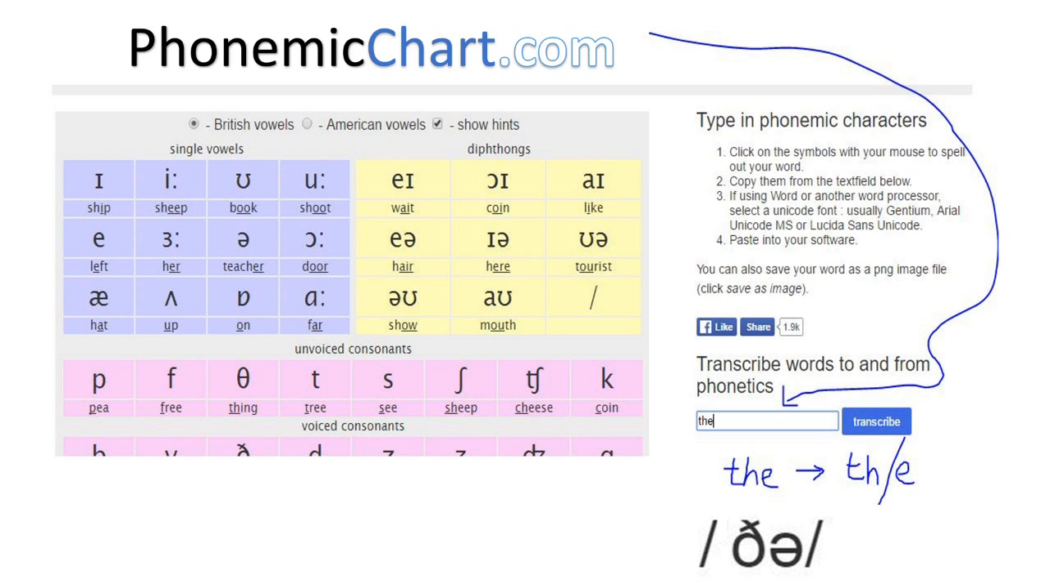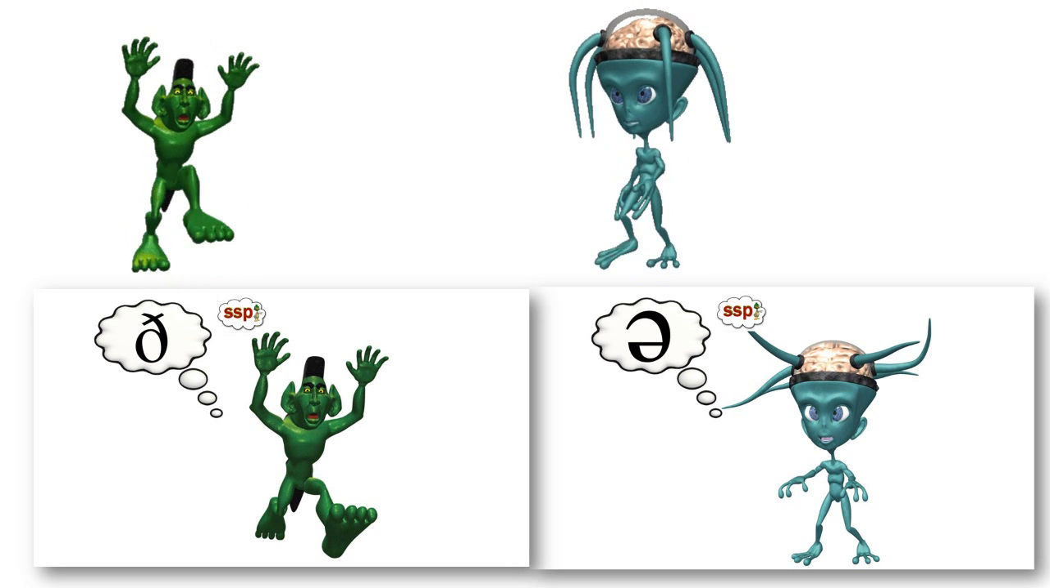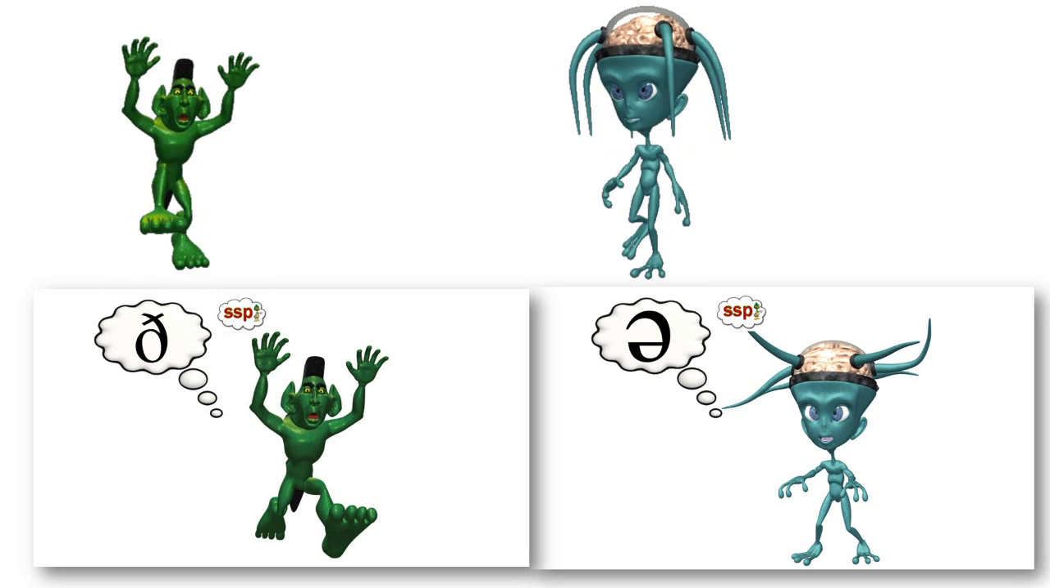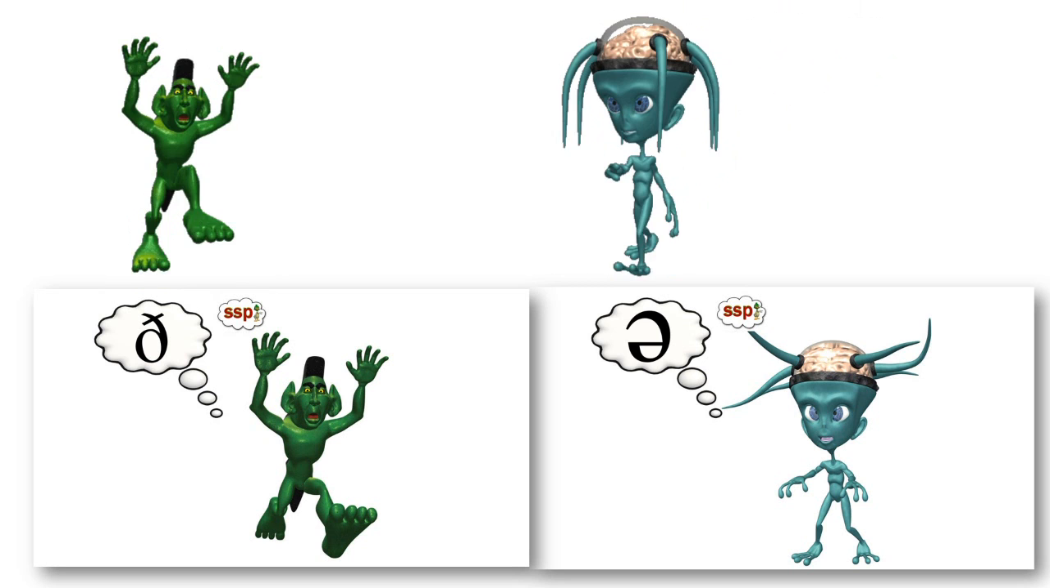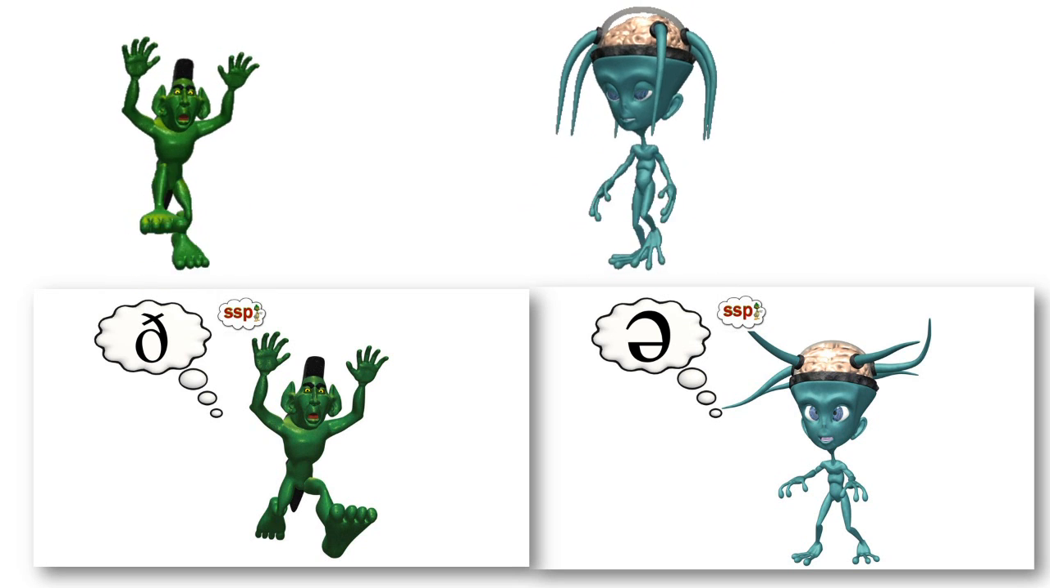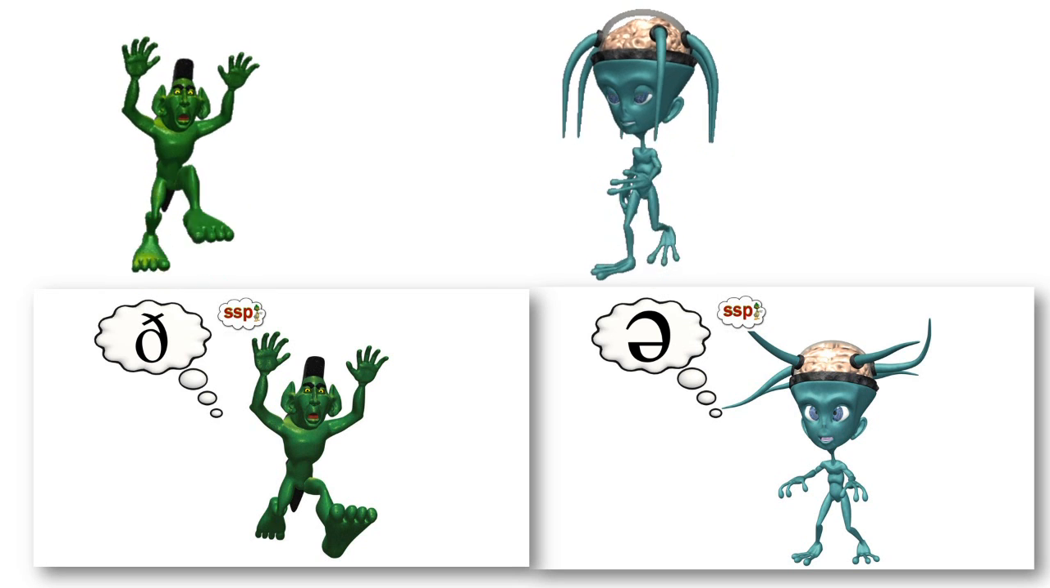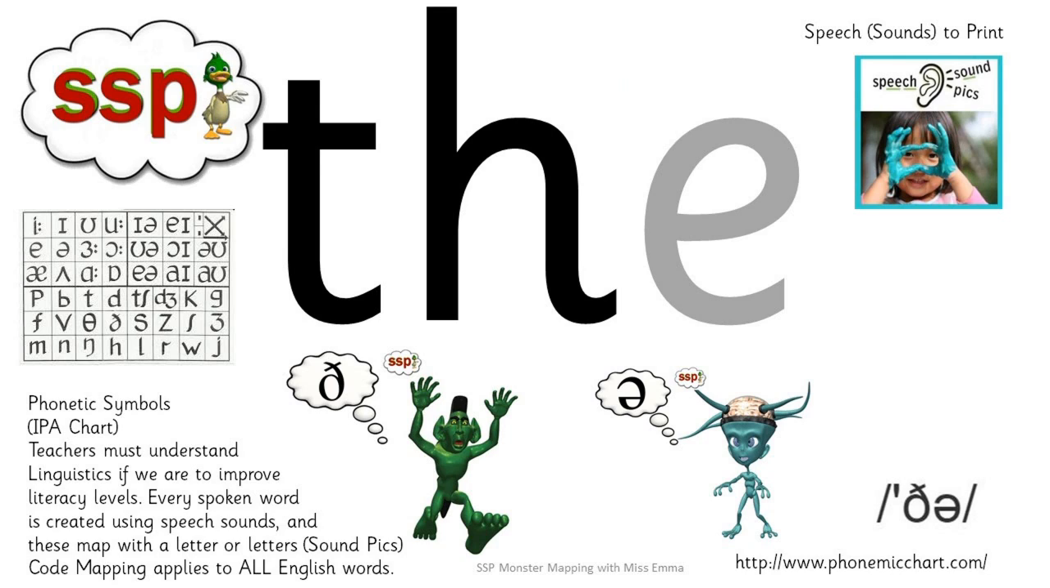So type any word into phonemic.chart.com or use another like Macmillan so you can actually hear the sounds. Here's the. Now the silly schwa is really a grunt. It's a sound that's very difficult to say outside of a word, but we use it a lot. So you can see here that we've code mapped it to show how the letters map with the speech sounds.